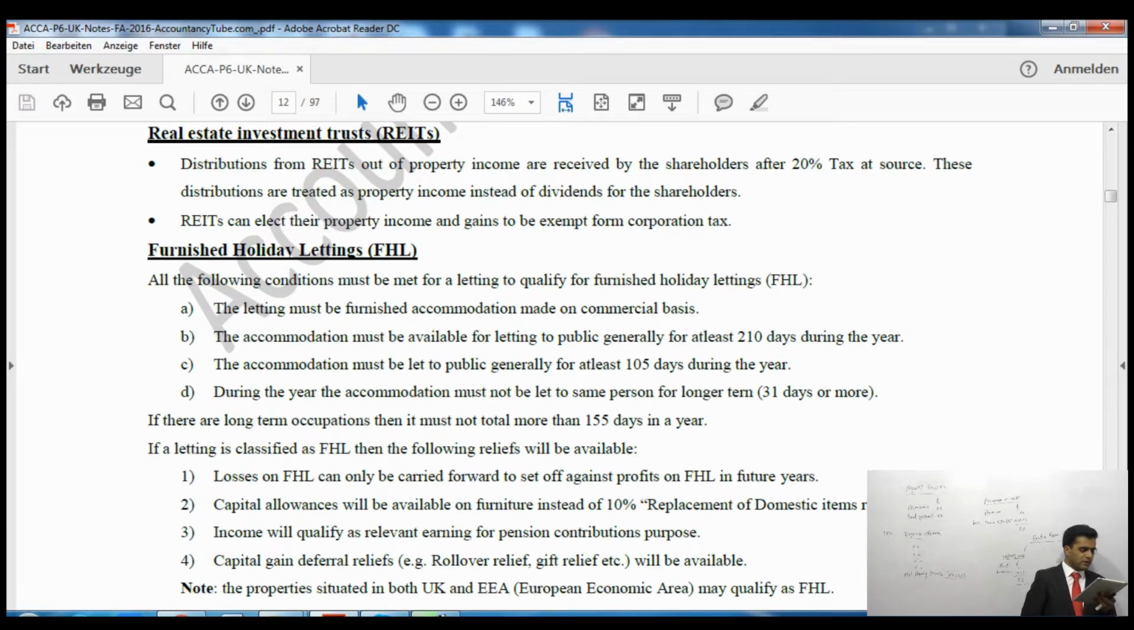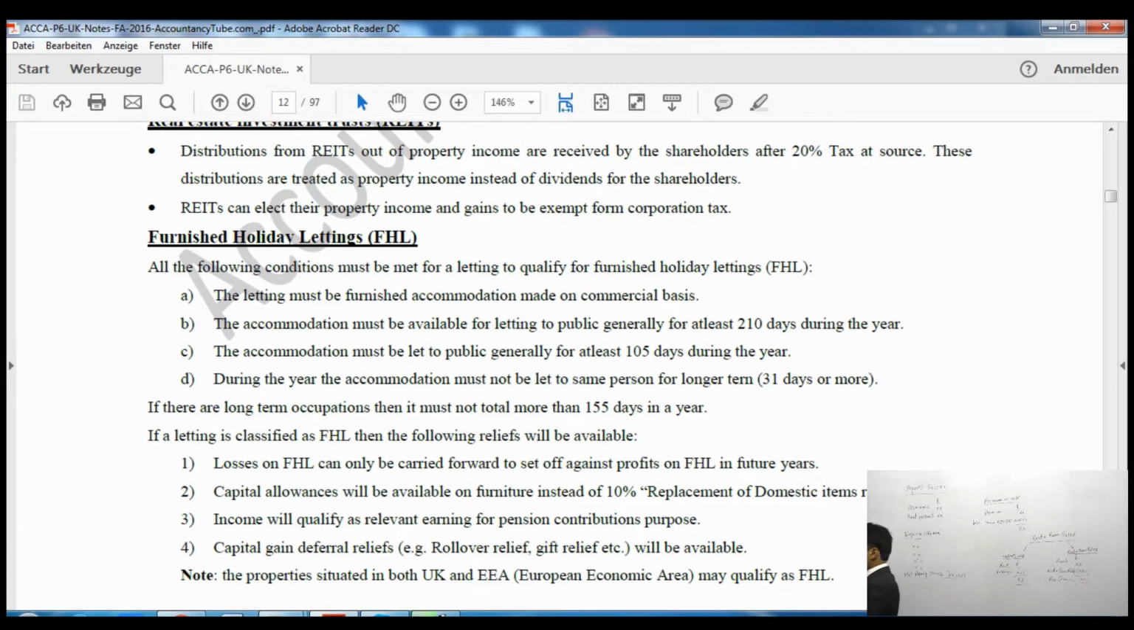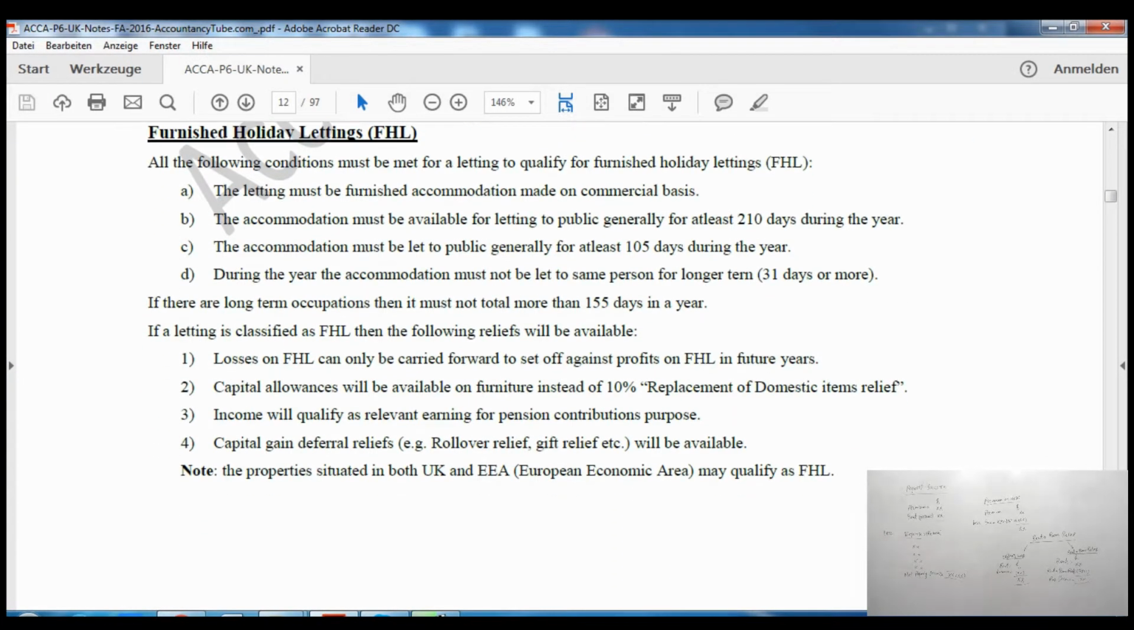The last one in this chapter, I think, yeah, that is finishing off the chapter, is furnished holiday letting. Now furnished holiday letting is very, very important. Please make sure you mark it as very, very important, because it has been examined almost in every other sitting, and there is no calculation on furnished holiday letting. The examiner can only ask you to just write down about it. All right.